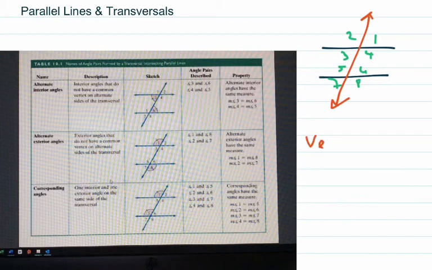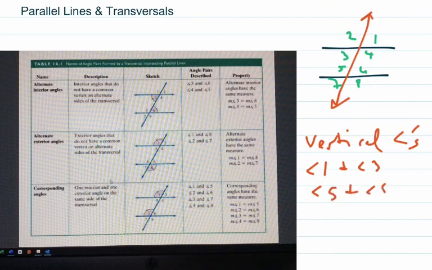So if we list our vertical angles, we would have a possibility, I'll just list a couple. Angle 1 matches up with angle 3. Angle 5 matches up with angle 8. And there's several others there that you could find. But let's focus on the new type of angles.